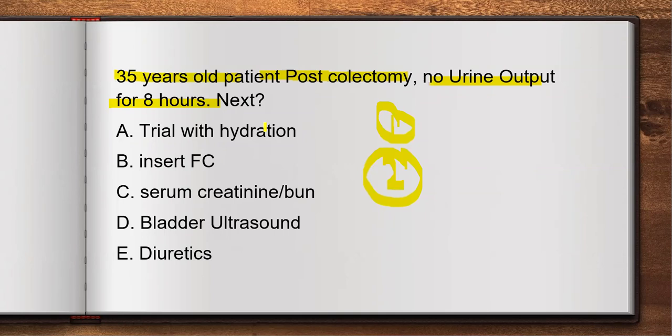Now, if even after giving the fluid challenge, urine output has not improved, the last option is that it could be renal failure. So to diagnose renal failure, you check the serum urea, creatinine, and GFR. That will be your last thing to do. So in this case, what are you going to do? You've got a patient with no urine output, and the next thing will be to do a bladder ultrasound. Remember, if a patient is already catheterized, there is no role of bladder ultrasound, because if you catheterize a patient, there will be nothing in the bladder, right? We don't give diuretics for postoperative anuria.